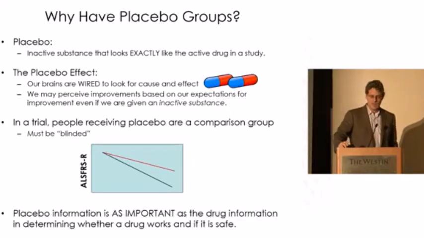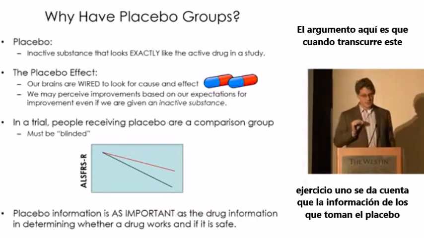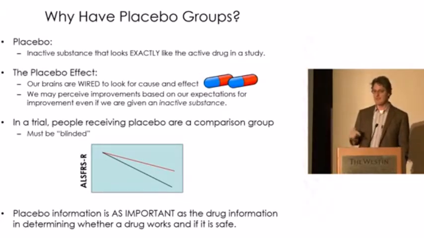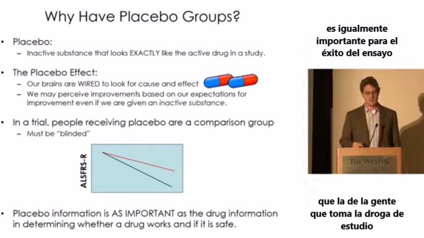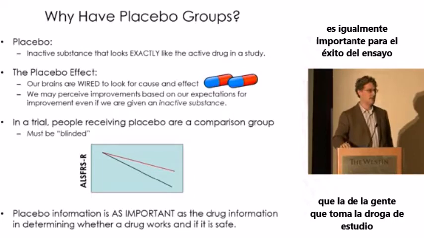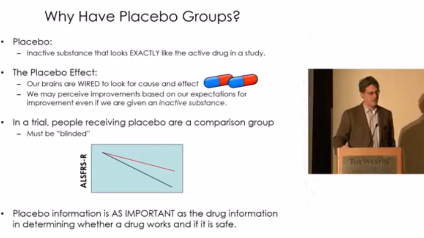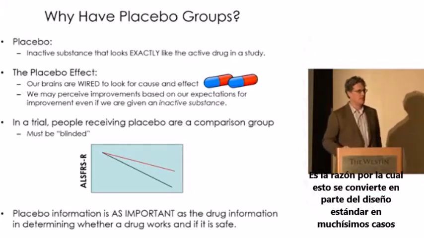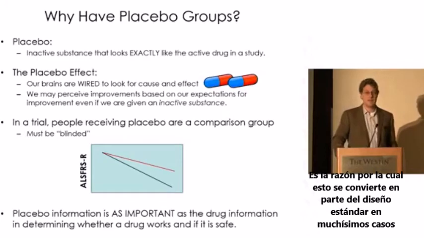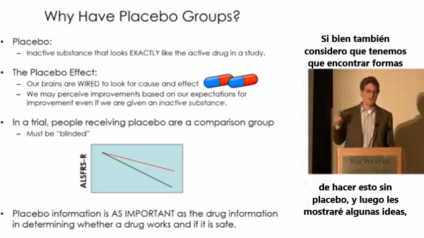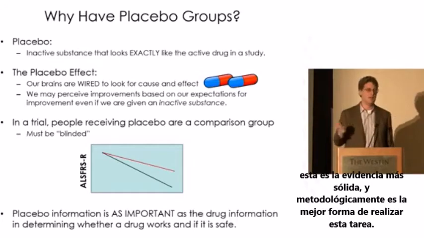And one point to make here is that when you walk through this exercise, you realize that the information from people taking placebo is just as important to the success of a trial as the people taking the study drug. For this kind of trial, we cannot do it without the placebo. This is why this becomes a part of the standard trial design in many, many, many cases. Now, I also happen to believe that we need to look for ways to do this without placebo, and I'll come to some of those ideas later, but I will also say that this is the strongest evidence. Methodologically, this is the best way to get this job done.